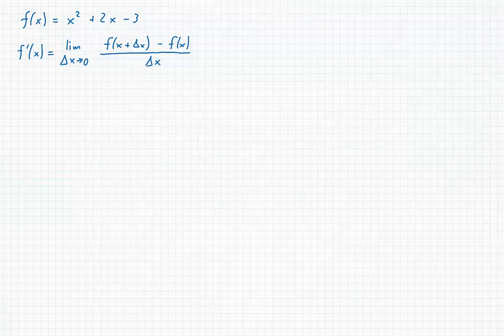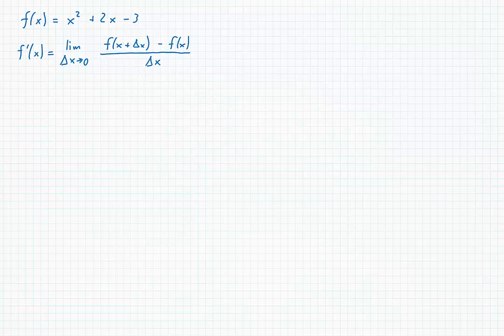Here's an example of using the limit definition of a derivative to find the derivative of a quadratic function. In this case, f of x is equal to x squared plus 2x minus 3. Once again, I have written down the basic definition for us. That is, the derivative f prime of x is equal to the limit as delta x approaches 0 of f of x plus delta x minus f of x divided by delta x.